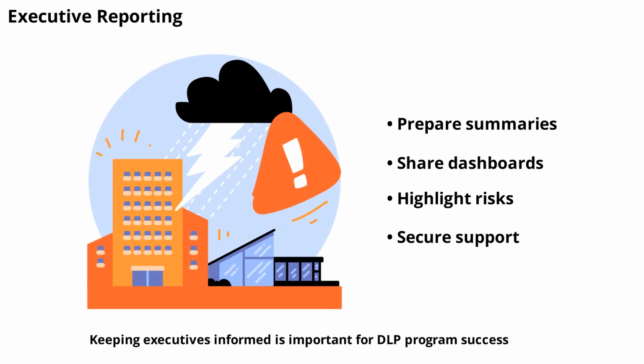Keeping executives informed is important for DLP program success. This phase, ongoing but with focused activity every 4 to 8 weeks, involves preparing executive summaries, dashboards, and presentations. Executive reporting demonstrates progress, highlights risks, and secures ongoing support.